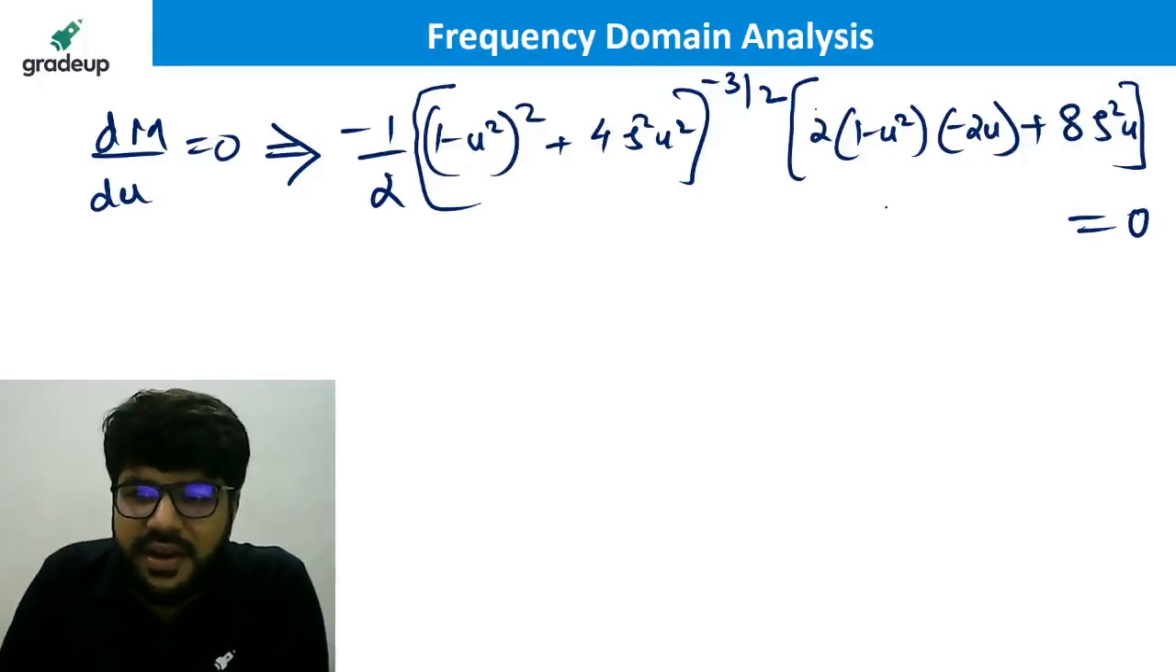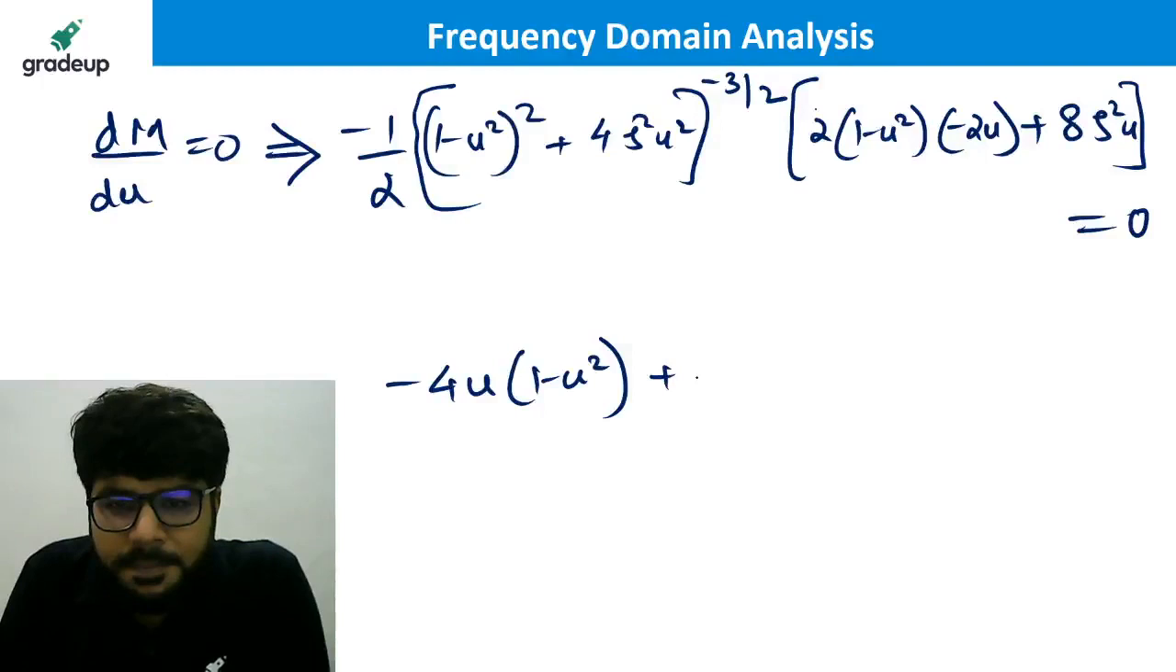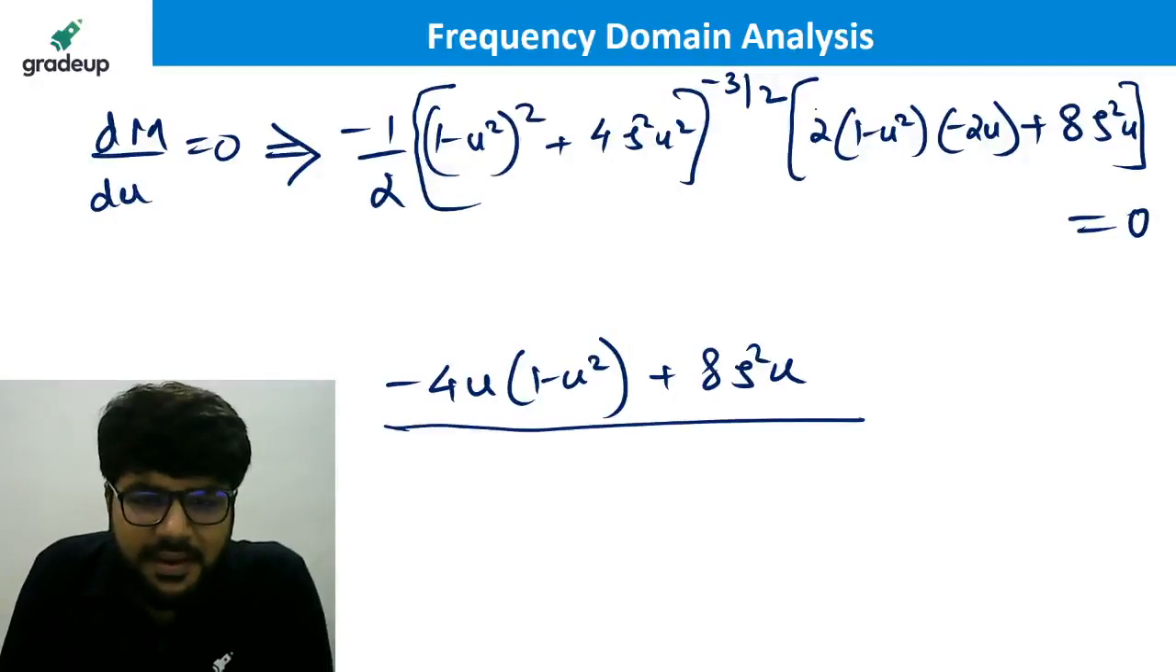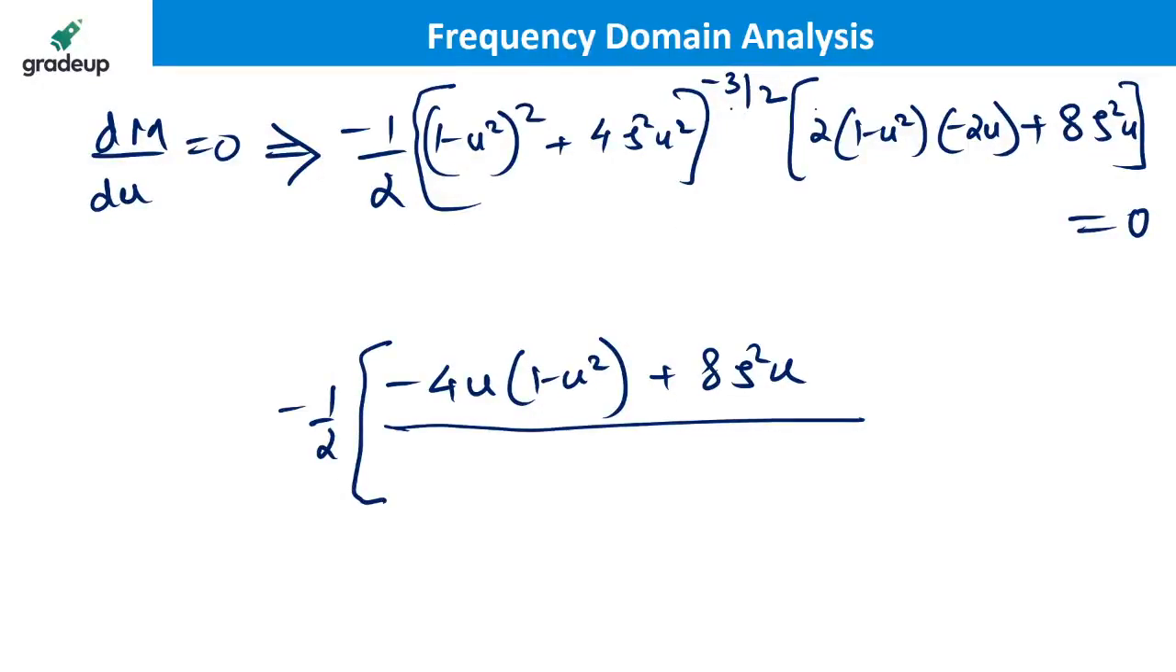This is equal to, I will write it neatly. I have minus 4u (1 minus u square) plus 8 zeta square u divided by minus half, let us separate it. Minus half is separated. Because it is power minus 3 by 2, I will write it in the denominator. So it is (1 minus u square) whole square plus 4 zeta square u square, power 3 by 2.